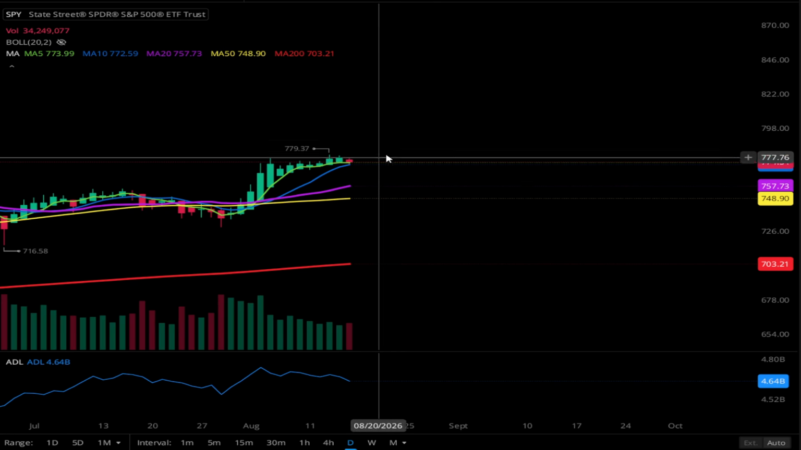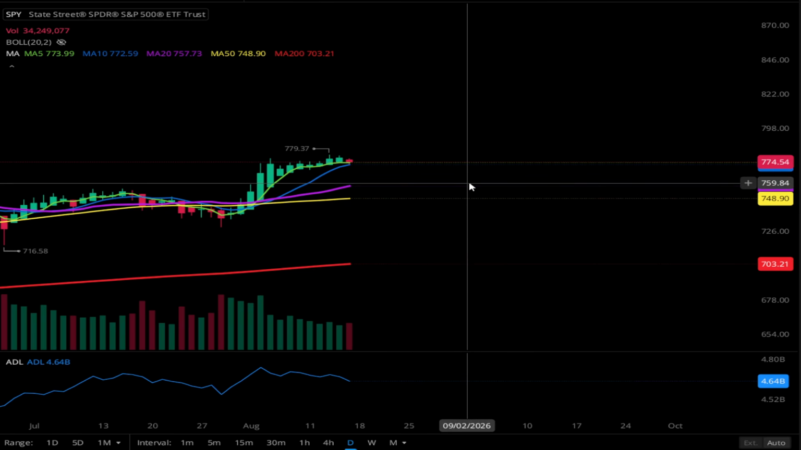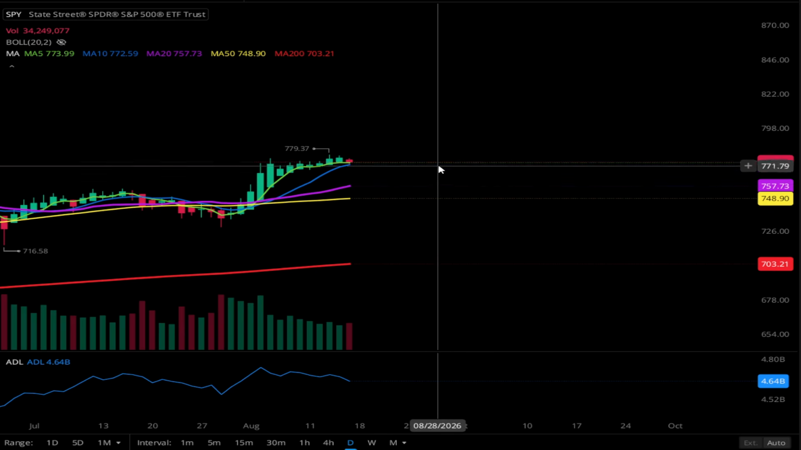We didn't get a full retest of that level. We tested it a little bit. The low of today was 772.51, and the 10-day moving average is at 772.59, so basically right at that level. We closed at 772.67, so right at that range.